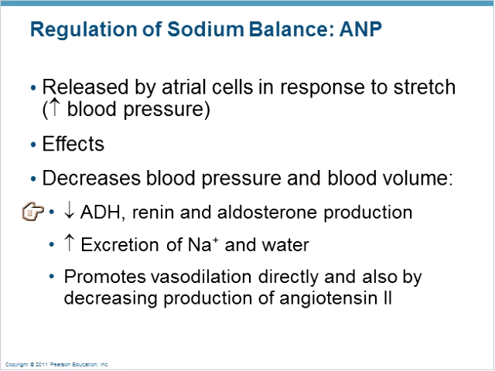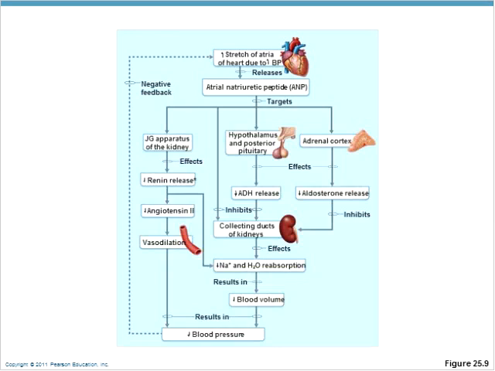It causes a reduction of ADH and the renin-aldosterone production. There's an increased secretion of water and sodium into the urine. Wherever sodium goes, water follows. And it promotes vasodilatation directly, and also by decreasing the production of angiotensin II. And again, it takes you through all that same process we just talked about.